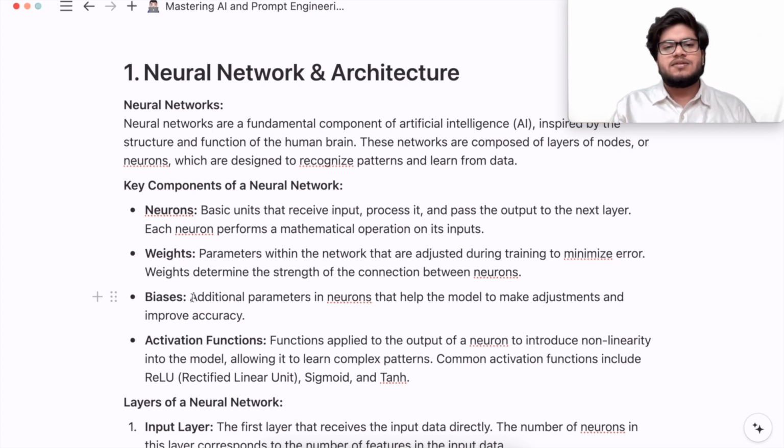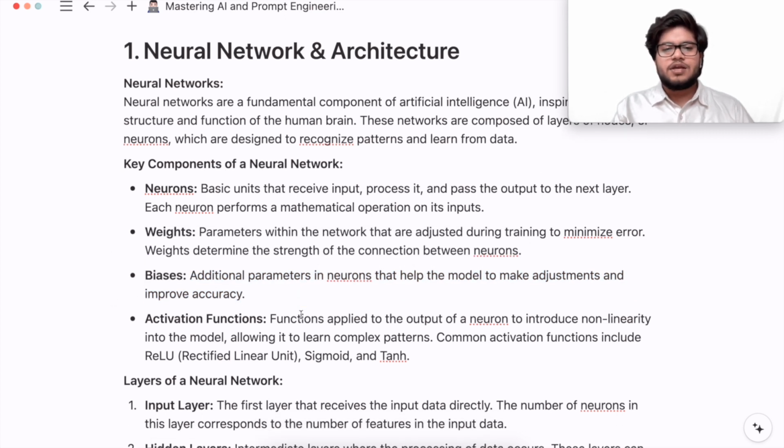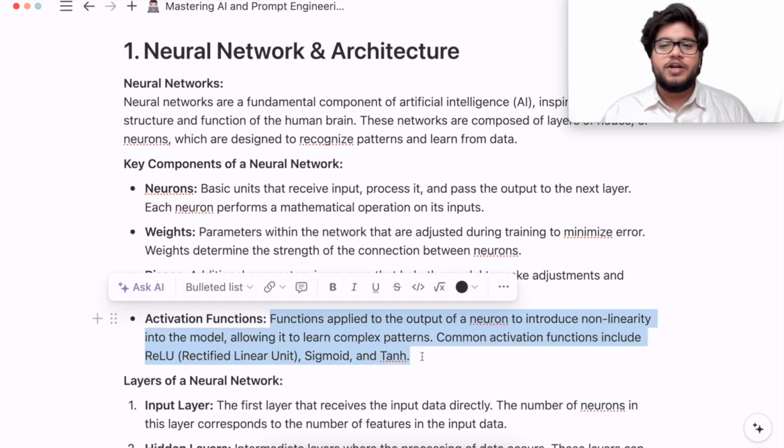Now there are some biases. These are additional parameters in neurons that help the model make adjustments and improve accuracy. If the accuracy deviates from its original point, changing it a little bit gives the desired result, the best result. These are known as biases. Now, what are activation functions? Functions applied to the output of a neuron to introduce non-linearity into the model, allowing it to learn complex patterns. Common activation functions include rectified linear unit, sigmoid, tanh, etc.